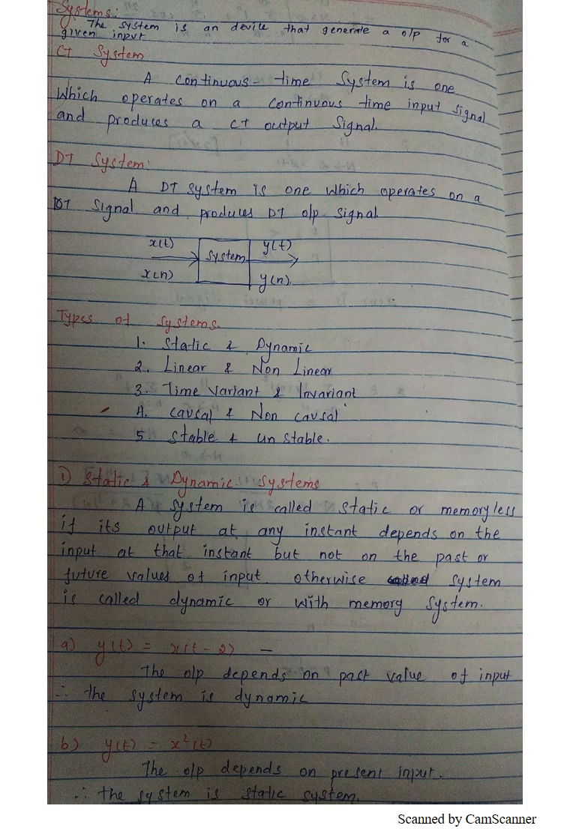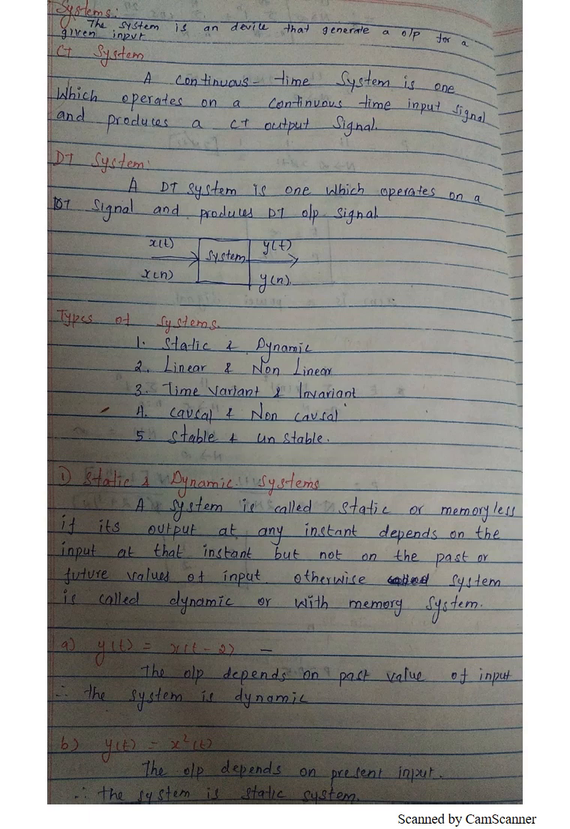Good morning. Today we will discuss systems. A system is a device that generates output for a given input. Generally, systems are classified into two types. The first one is the continuous time system, called the CT system, and the other is the discrete time system.